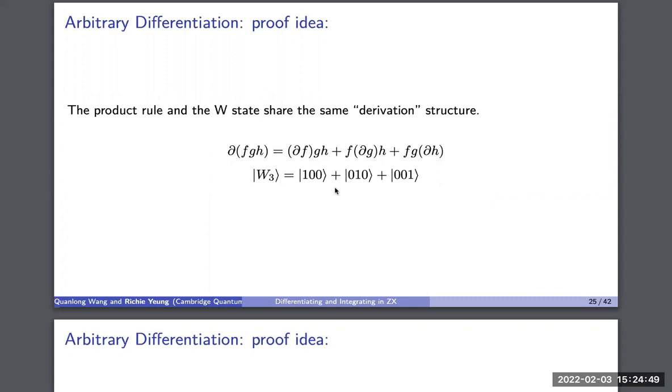Similarly, with the W state, you get this superposition of computational basis states where it's all zeros except one place where it's 1. And similarly, in the product rule, everything is undifferentiated except in one position where it's differentiated. So it turns out we can take this idea and put it into practice.